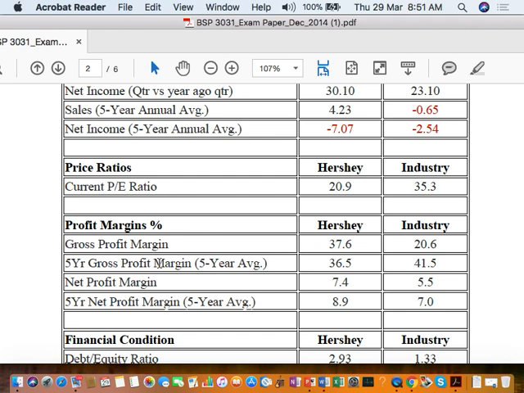So what is the price earnings ratio? What is their price earnings ratio? Price earnings ratio.